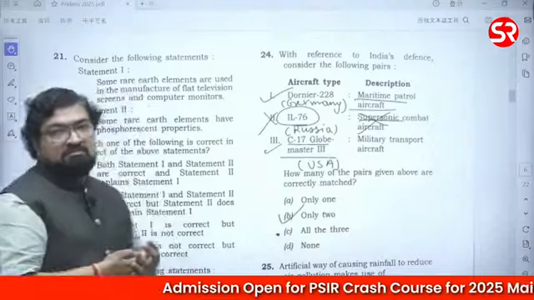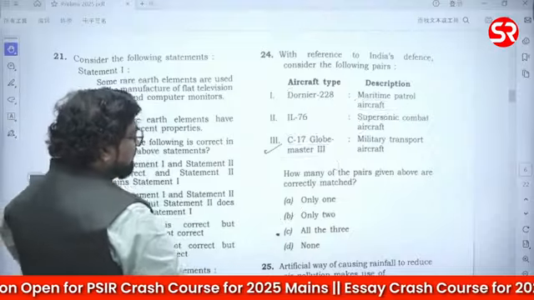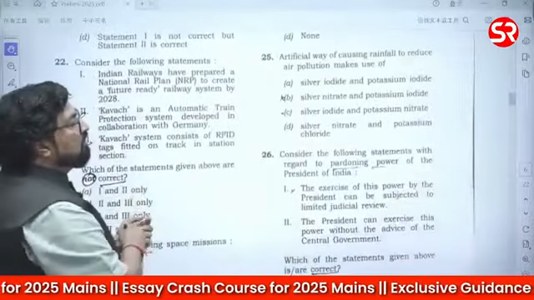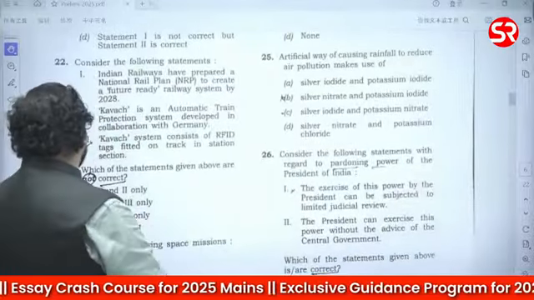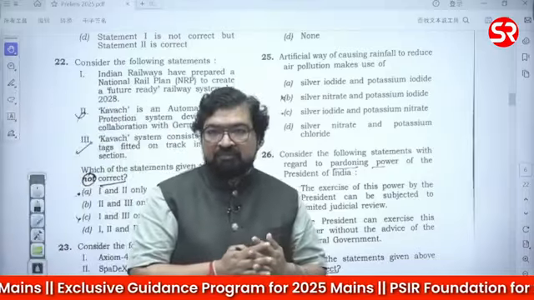So B will be the answer. Only two. Now let's go to the next one. Another very important topic, very simple question here. Artificial way of causing rainfall to reduce air pollution makes use of what? So you can connect this question with the environment subject also there, right?